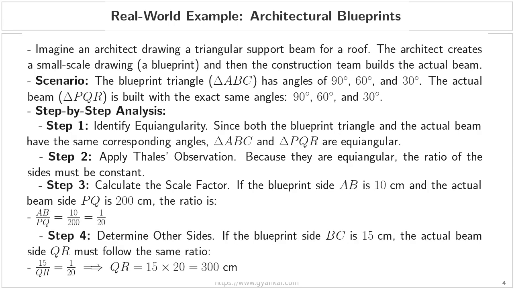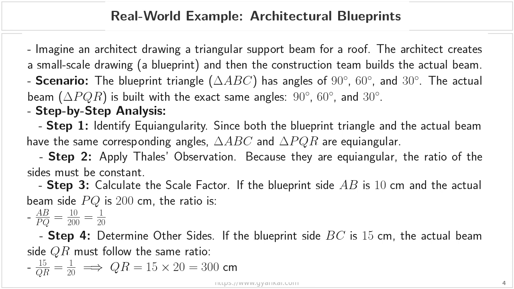To solve problems like this, we can follow a simple 4-step analysis. Step 1 is to identify equiangularity. Because both the blueprint triangle and the actual beam share the exact same corresponding angles, we can formally state that triangle ABC and triangle PQR are equiangular. Step 2 is to apply Thales' observation, which we discussed in the previous slide.